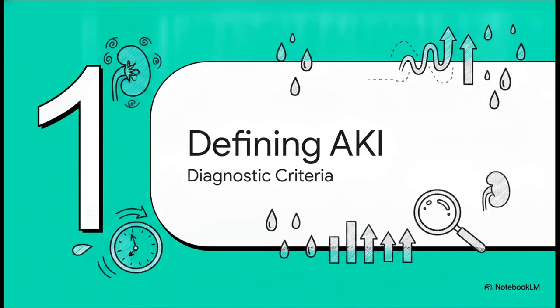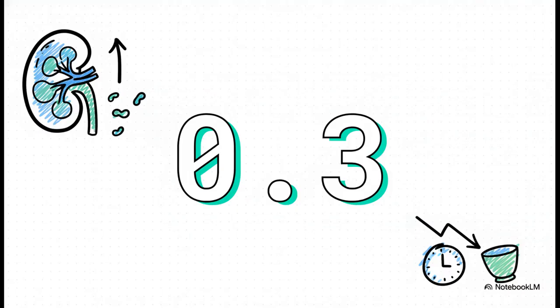All right, section 1, defining acute kidney injury. The strict diagnostic criteria for our patients. So before we actually go see our patients, we need to know exactly what qualifies as AKI on our service. We really don't want to miss a subtle but dangerous drop in kidney function. To diagnose it, we rely on the KDIGO criteria.